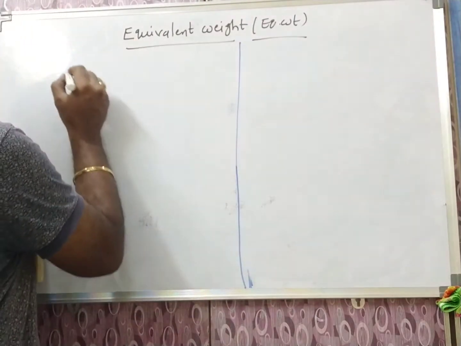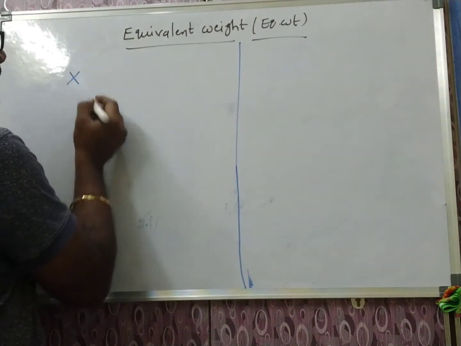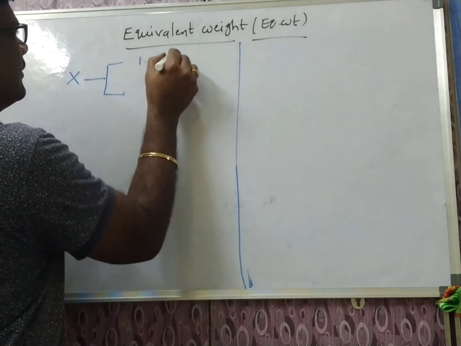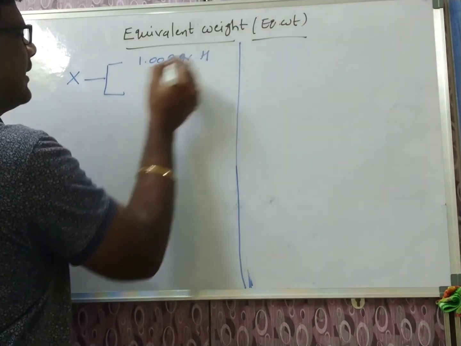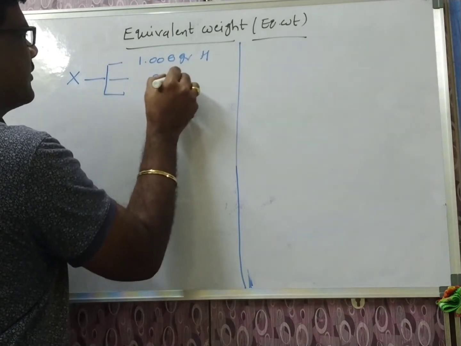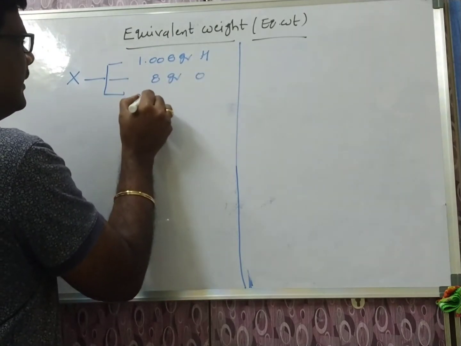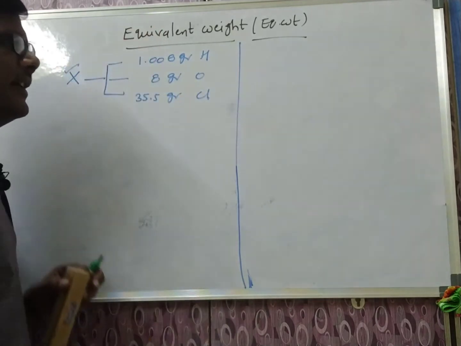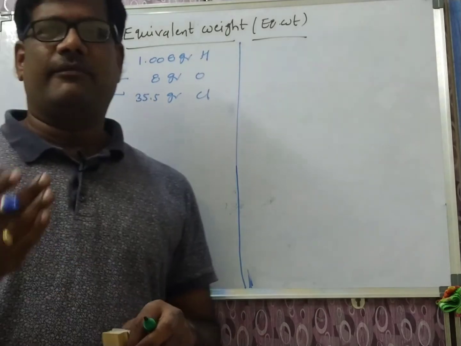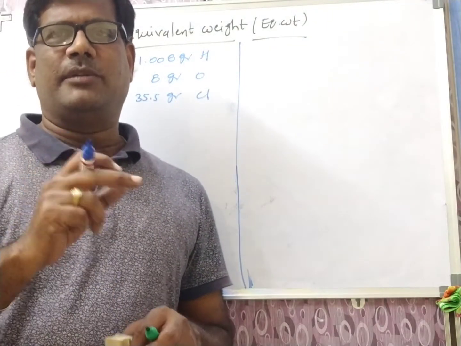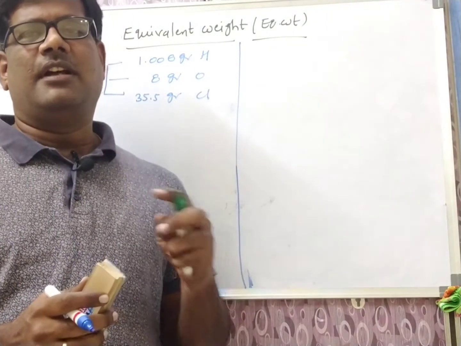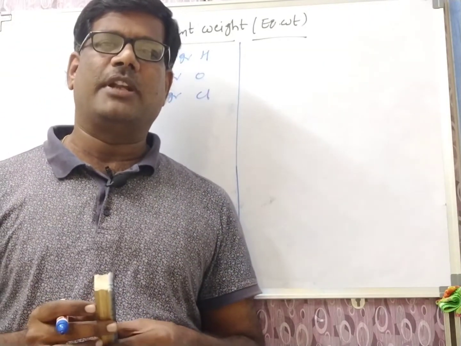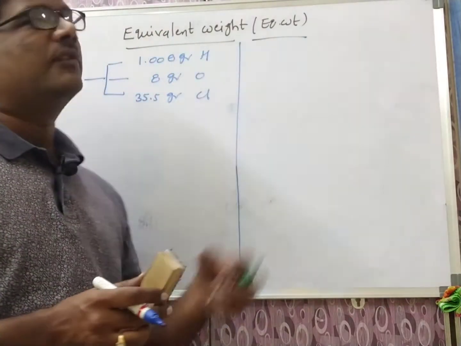Let us take here the weight of one element, that is called X. The weight of one element that reacts with 1.008 grams of hydrogen or 8 grams of oxygen or 35.5 grams of chlorine, that weight is called the equivalent weight.